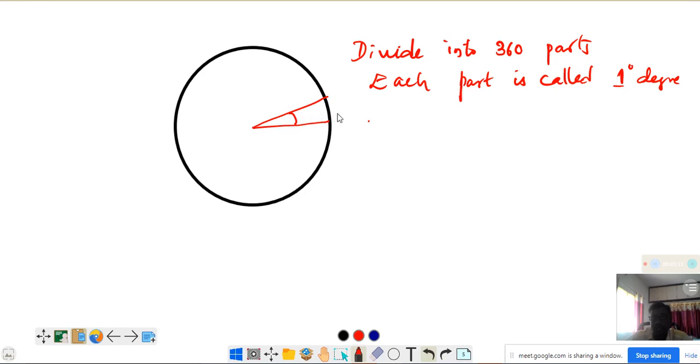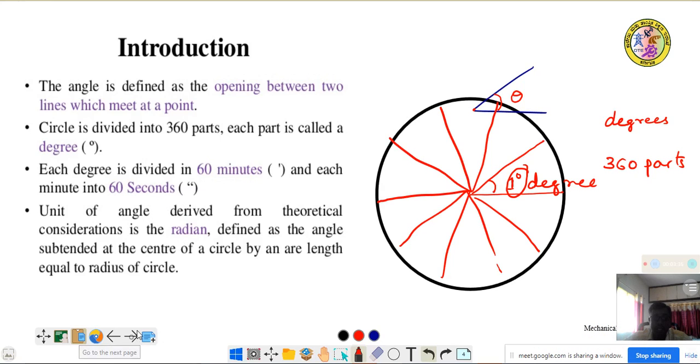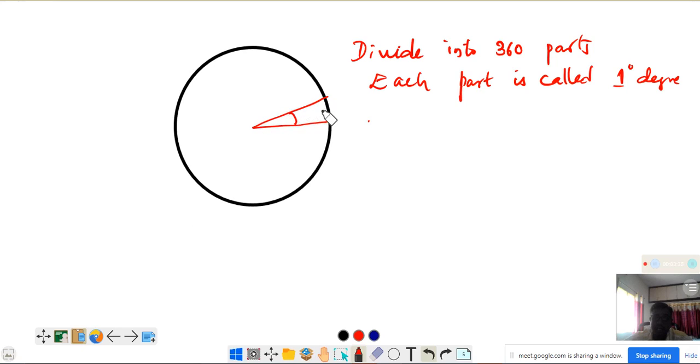Again this part is divided into 60 parts. Just observe this. Each degree is divided into 60 minutes, and each minute is divided into 60 seconds. Generally degree is represented by a small circle, minute is represented by a single dash, and seconds is represented by a double dash.